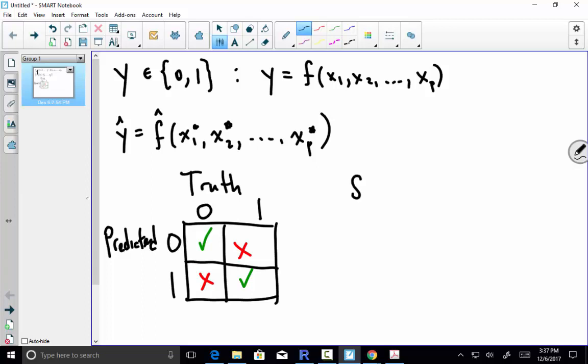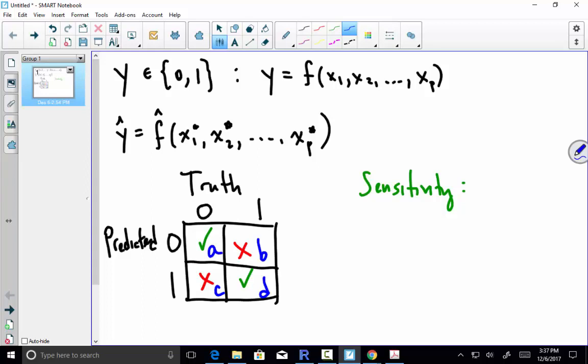So let me define these quantities. I'm pretty sure we've seen these. Sensitivity. And how about, let me give some names to these cells, A, B, C, and D. So if I had training data, 5,000 individuals, and I built a model, and then I used the model to make predictions, A of them will have been true zeros that I correctly predicted as 0. And B of them will have been true ones that I incorrectly predicted 0. A plus C plus D is the sample size.